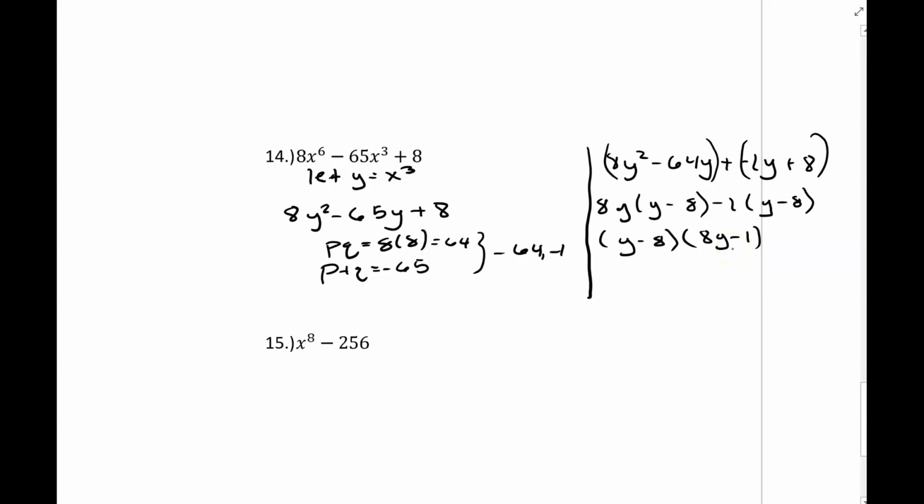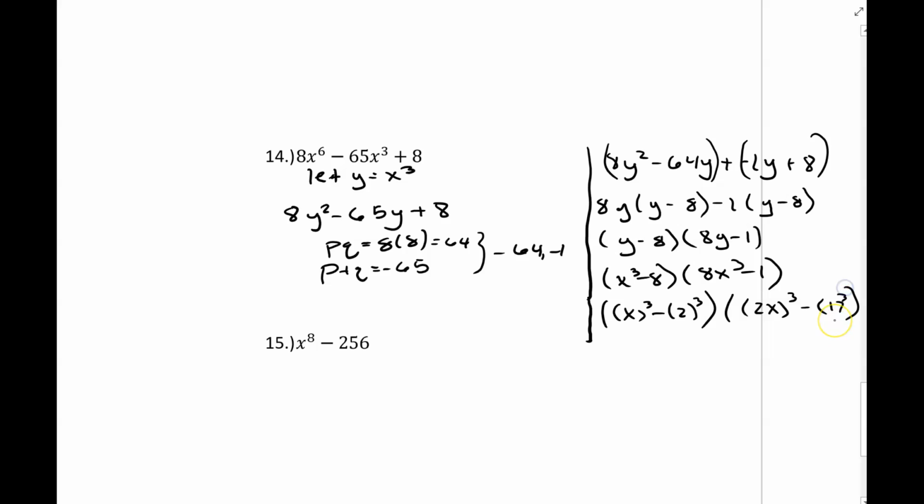But I didn't want to factor this over y's. I wanted to factor it over x's. So I'm going to go ahead and put my x's back in. And now I need to check to see if either of these factors I can factor some more. Well, I notice right away that x cubed minus 8 is a difference of 2 cubes, right? It's x cubed minus 2 cubed. And 8x cubed minus 1 is also a difference of 2 cubes, because I have 2x cubed minus 1 cubed.